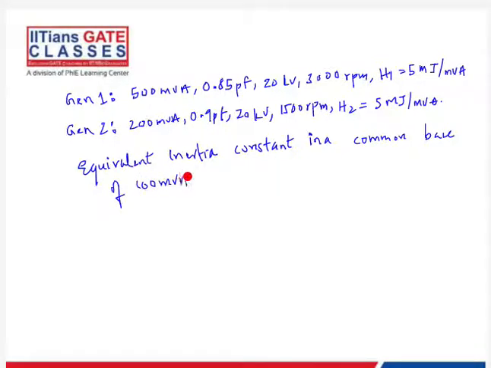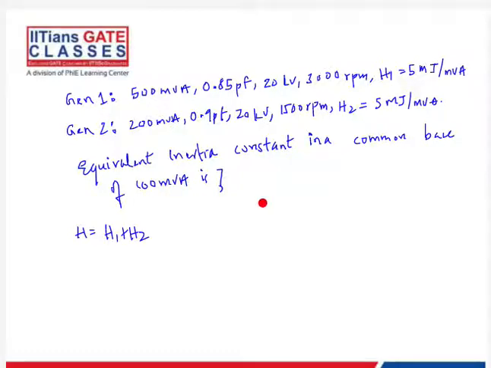So in this question you are given that H1 is 5 MJ per MVA. This is basically the kinetic energy stored divided by the rating, with respect to this 500, and this 5 MJ is with respect to 200. They are asking you to calculate the total inertia. If they have not said anything, we assume that they are swinging together. So the total H is H1 plus H2. If they were on a common base, you could add directly, but they are not on a common base, so you have to convert into a different base.